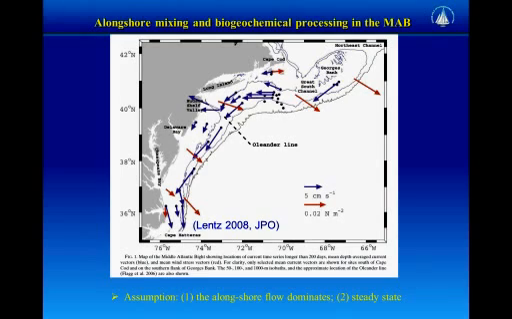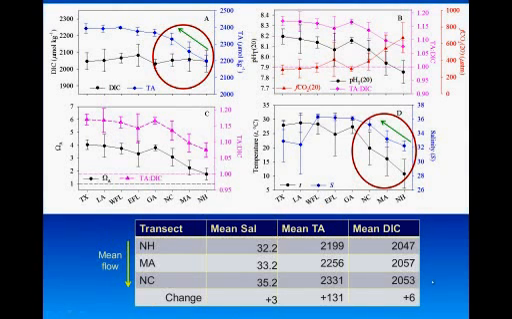One is we assume this longshore flow is dominant. This is a relatively safe assumption because the transport volume of this current is much larger than the freshwater input in the region. And the second is we assume this system is in steady state. If we make those assumptions and look at the data from the GOMAC, we find the mean conditions from the New Hampshire line to the North Carolina line.